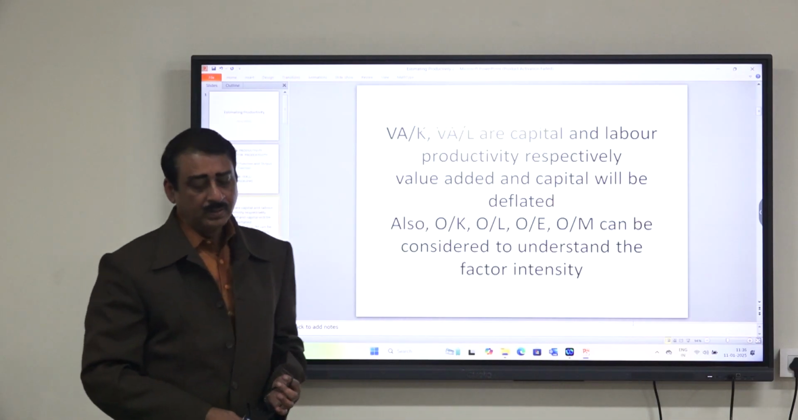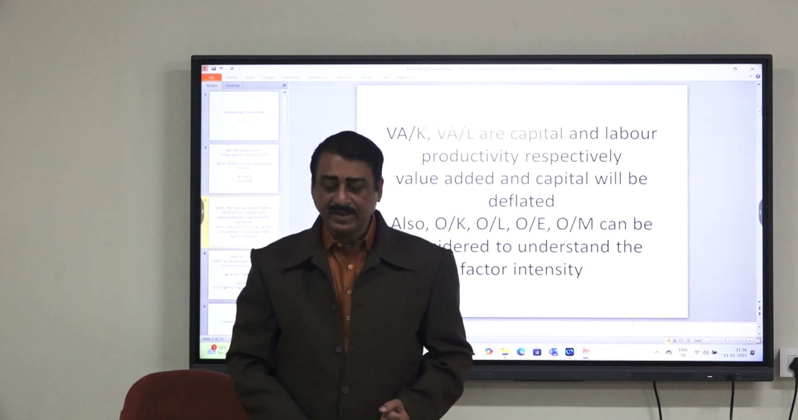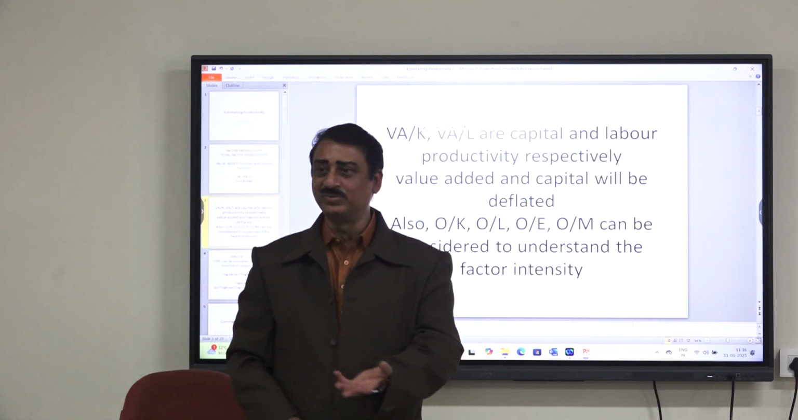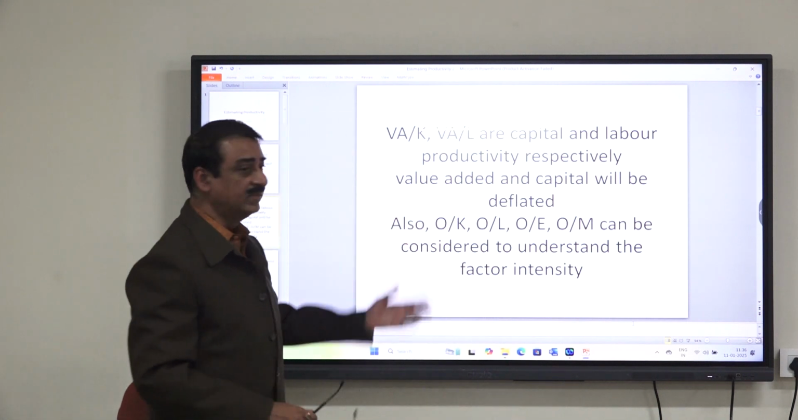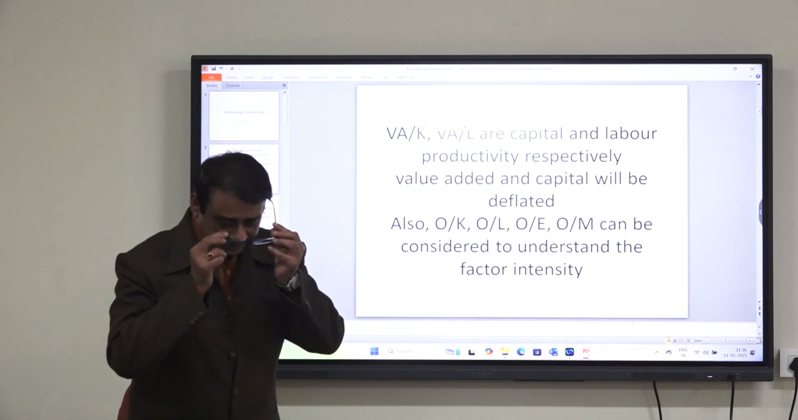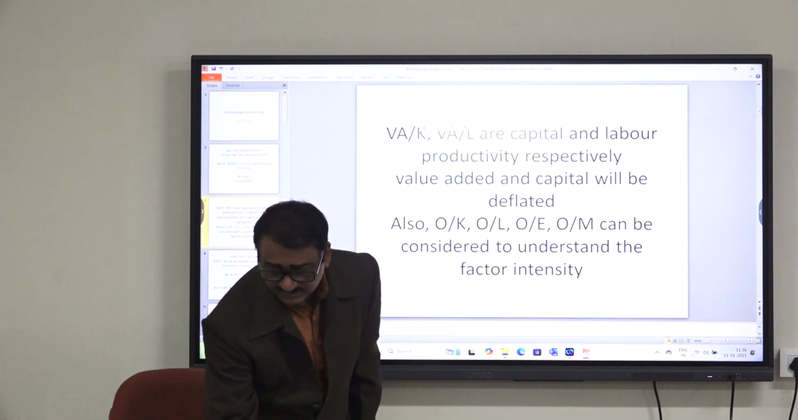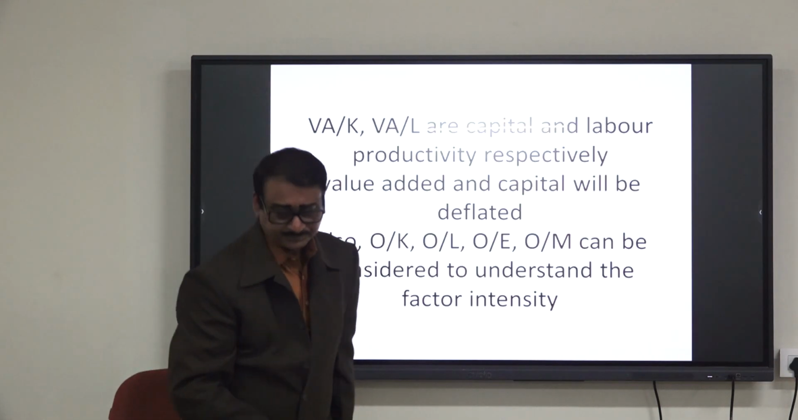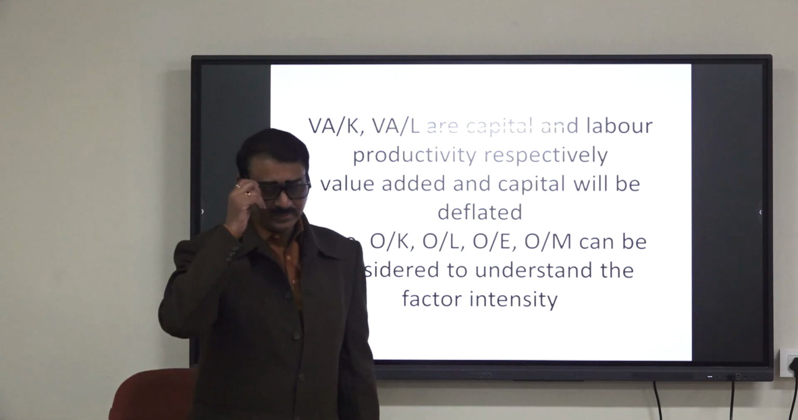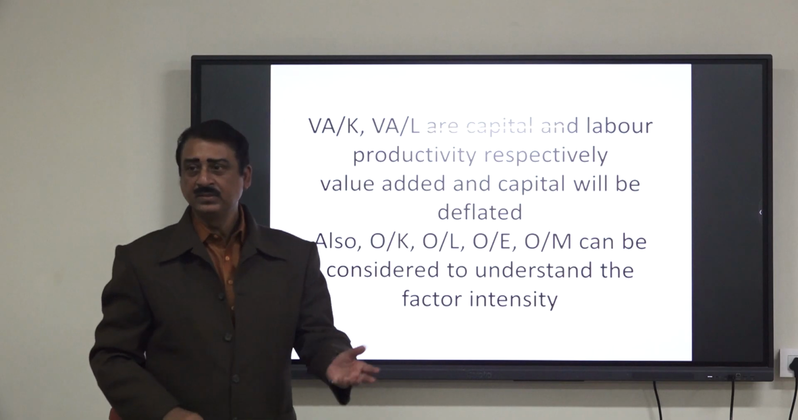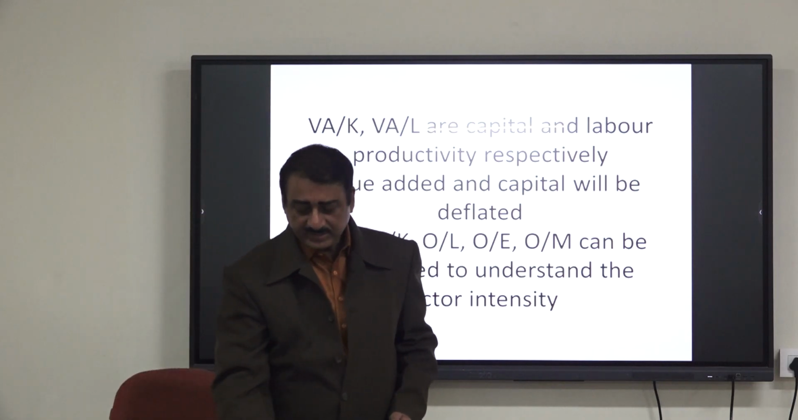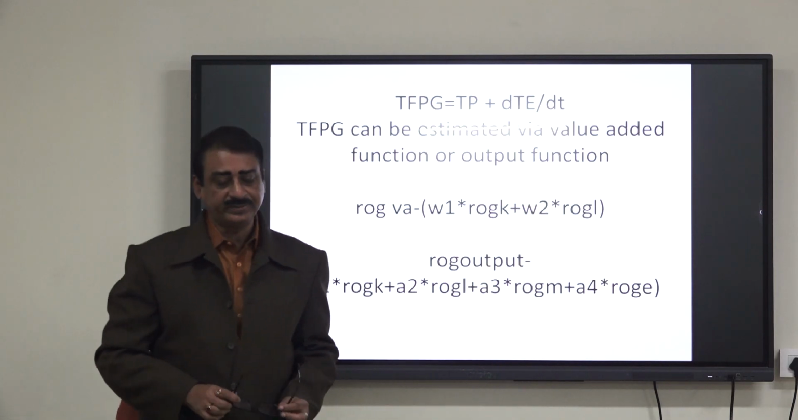As I mentioned to you, the factor productivities are easy to measure. That is value added divided by capital, value added divided by labor. These are all your factor productivities. Or you can also take output divided by capital, output divided by labor. These would essentially give you some reflection on the factor productivity.